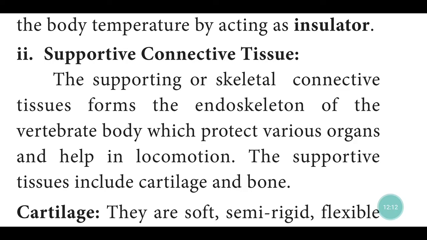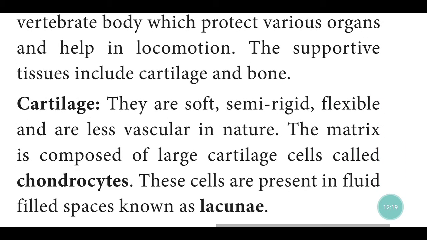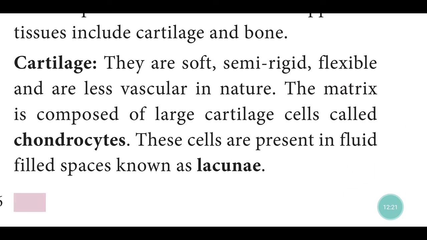The supportive tissues include cartilage and bone. Cartilage is flexible bone. Bone is strong and not flexible. Let us see the cartilage. This is also bone but flexible. They are soft, semi-rigid, flexible and less vascular in nature. What is vascular? Blood supply. The matrix is composed of large cartilage cells called chondrocytes.